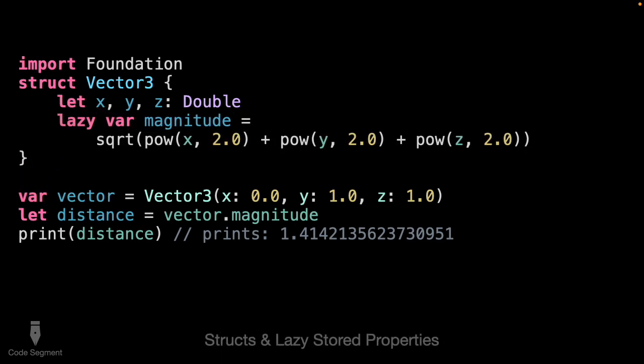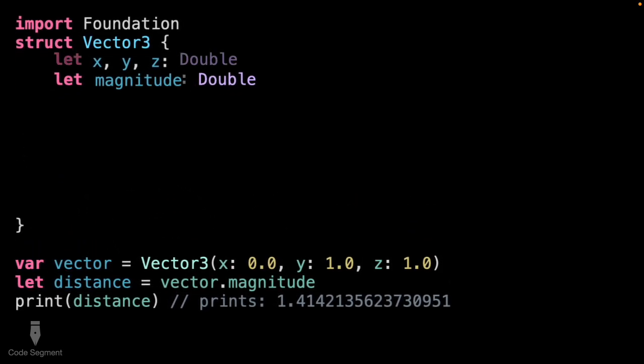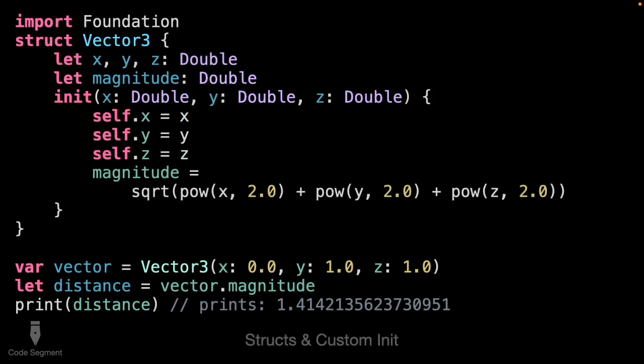My goodness. You can also have lazy stored properties. Lazy stored properties aren't set until they get called. That's pretty much what the lazy keyword does, almost always. You can also define your own custom initializer with structs instead of using the one that was synthesized by Swift.